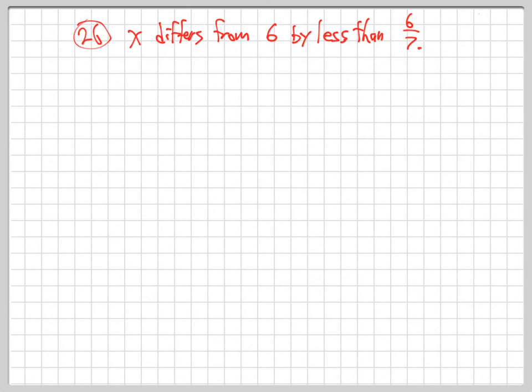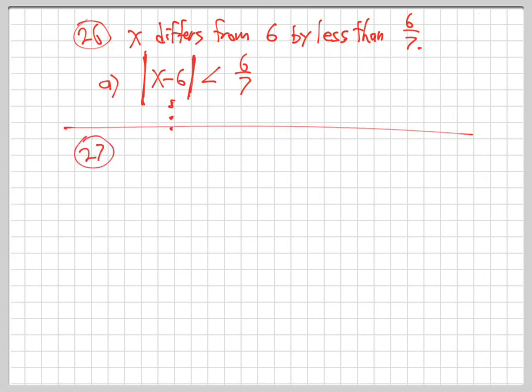X differs from 6 by less than 6/7. So it's going to be absolute value of x minus 6, for part A, less than 6/7. Like that. Absolute value of x minus 6 is less than 6/7. Then you just solve it. Oh, and part B? Yeah, for part B, I'm going to go dot, dot, dot, then you just solve it. Let's try, and then 27 is going to be the same thing.